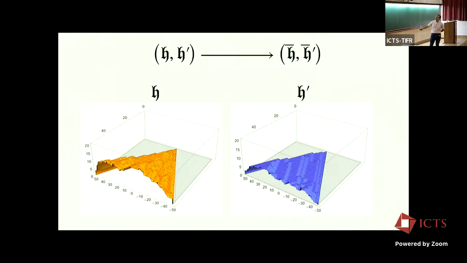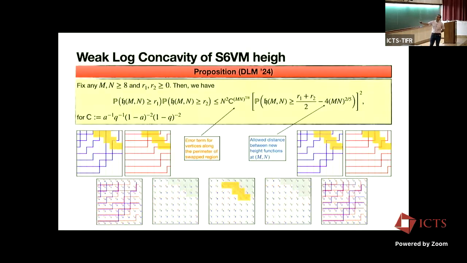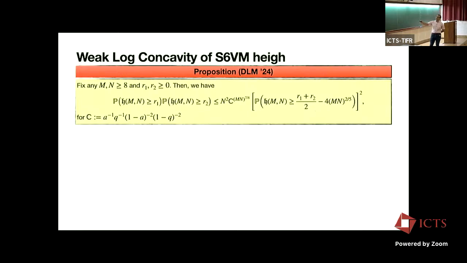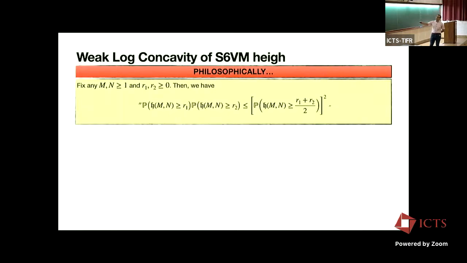Let's take a look at what we want to prove. We have the probability that the height is larger than R1 times the probability that the height is larger than R2, which needs to be smaller or equal than the square of the probability that the height is larger than the midpoint between R1 and R2. Okay?